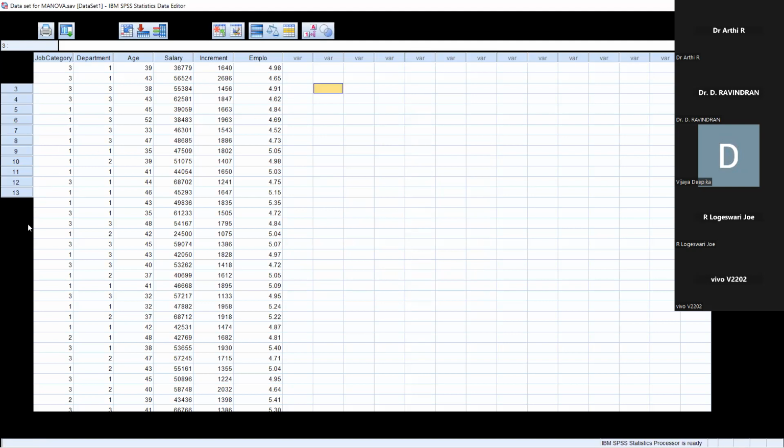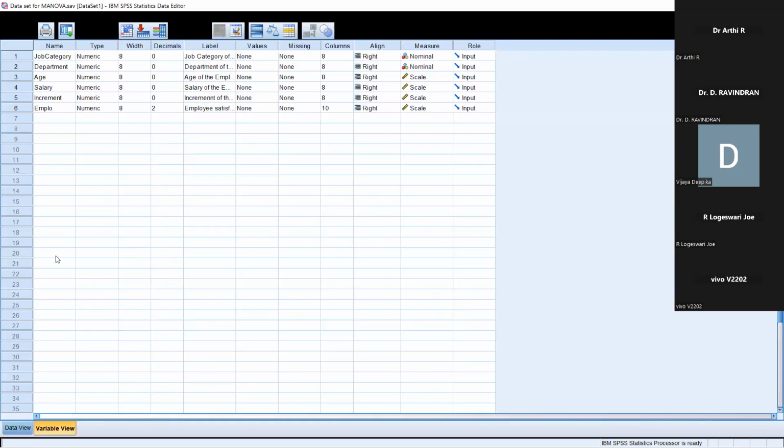Okay, so see here, you have job category, department, age, salary, increment, and employee satisfaction. Age is a continuous variable, salary is a continuous variable, increment is a continuous variable, and employee satisfaction also is a continuous variable. The department is a categorical variable, and job category is a categorical variable.